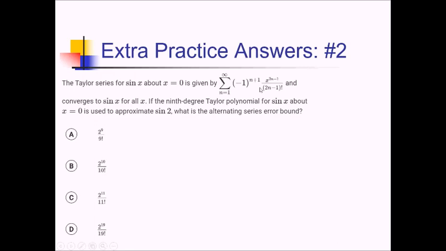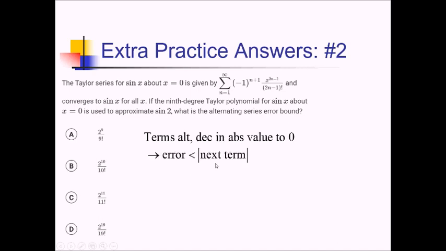Well, we look here and we see that we do have an alternating series, and for x equals 2, or really for any constant, these terms are going to decrease in absolute value to 0. This factorial term down here really drags things down to 0. So therefore, the error is going to be less than the absolute value of the next term.